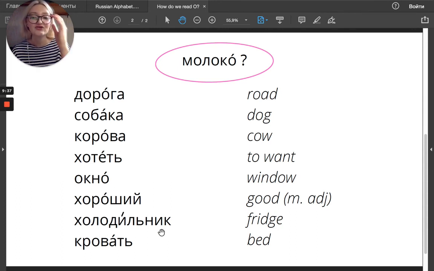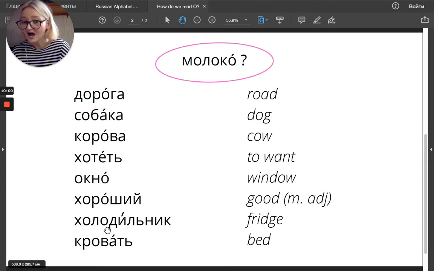If you see a long Russian word, I really recommend to split the word. So stop somewhere like холодильник, especially when it's a word with a soft sign. I really recommend to stop after a soft sign. Or you can start from the end: дильник, дильник, ладильник, холодильник. And now it's perfect.